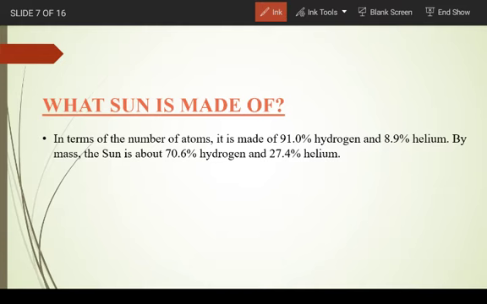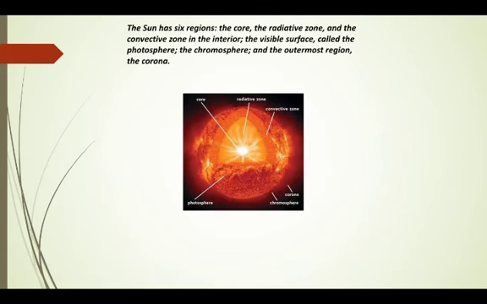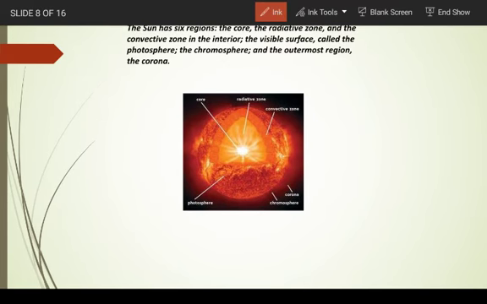The sun is made of more than 90% hydrogen by number of atoms. Since helium is heavier than hydrogen, in mass terms the sun is 70% hydrogen. Now the sun has 6 regions. We will understand everything about these regions.